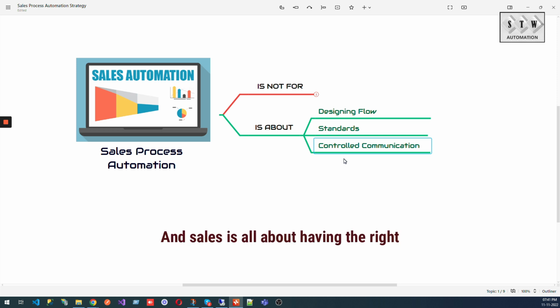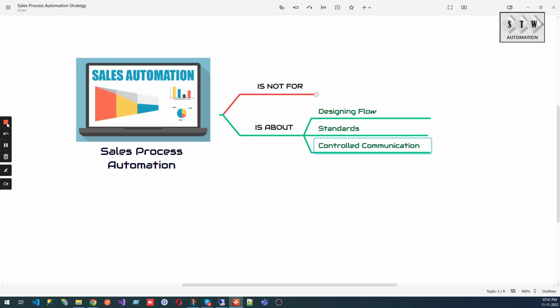And sales is all about having the right flow, having the right communication with your customer. So set up right sales process using asking more and more question using automated tools to have a controlled communication. In today's video, we discuss what is right and what is wrong in sales automation strategy.